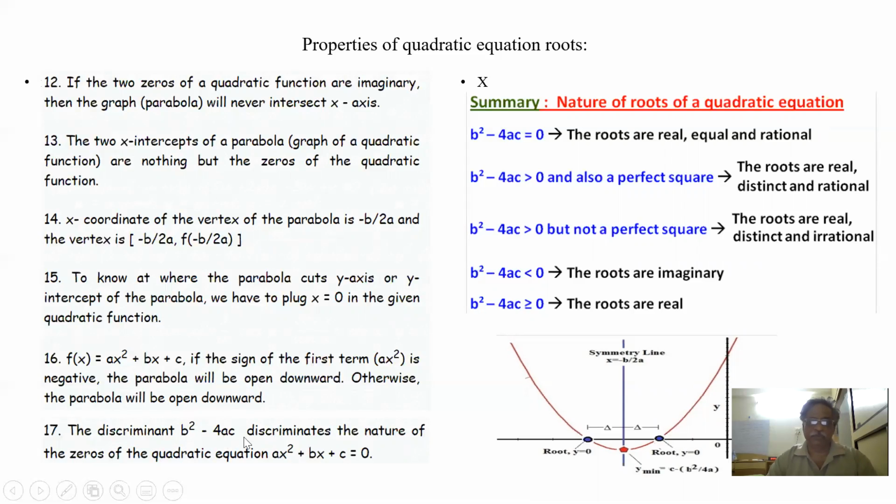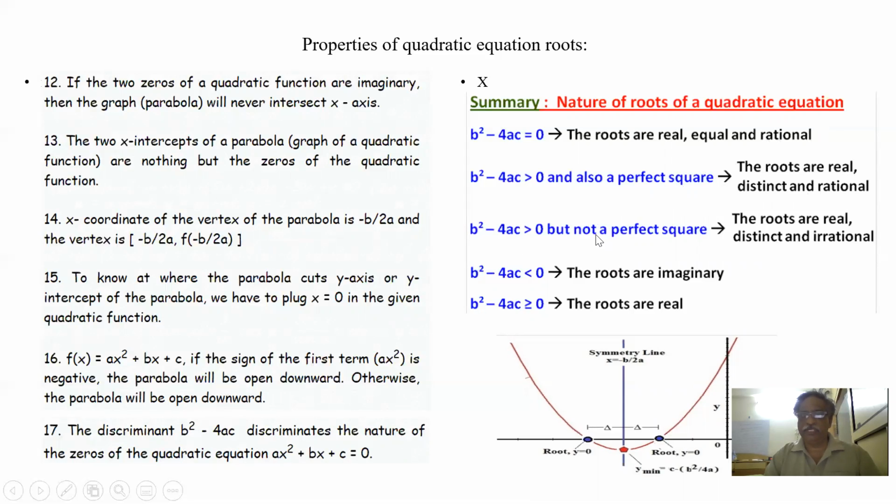The discriminant b square minus 4ac discriminates the nature of the zeros of the quadratic equation, which we have just seen. Real or imaginary will come from this discriminant, because this is how we have completed the square. So if it is 0, the roots are equal. If it is greater than 0, we have two real roots.